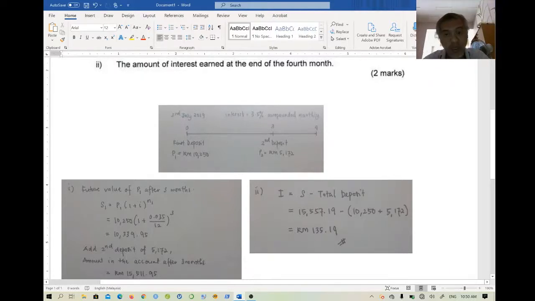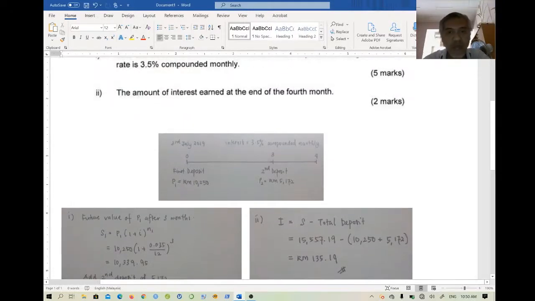Okay, so that is how you solve the problems related to compound interest. Hope this will help you understand better on the topic itself.